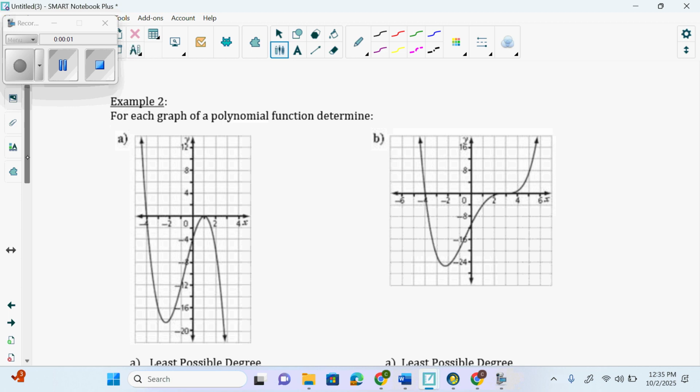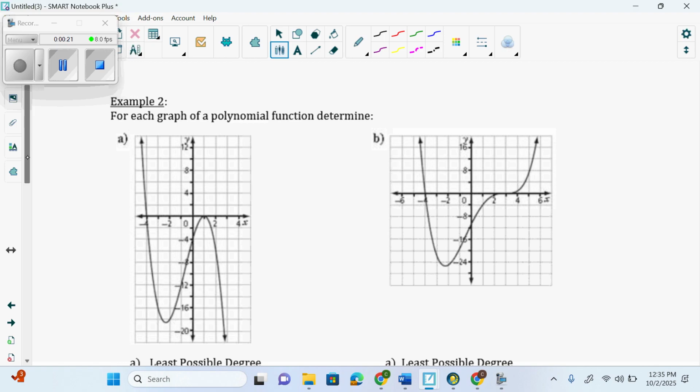We're going to determine things with these graphs. We talked about this yesterday. How it ends on the right tells us about the leading coefficient. How it ends on the left tells us what degree it is.